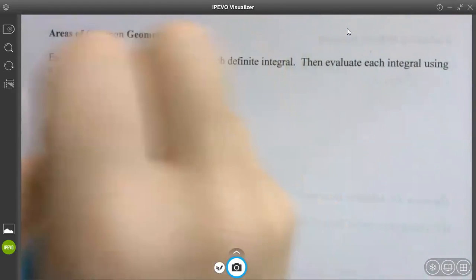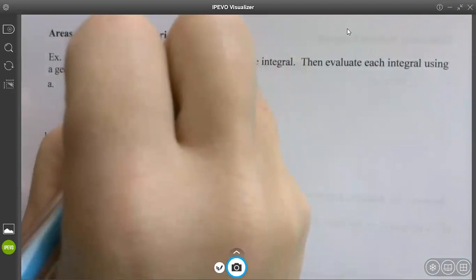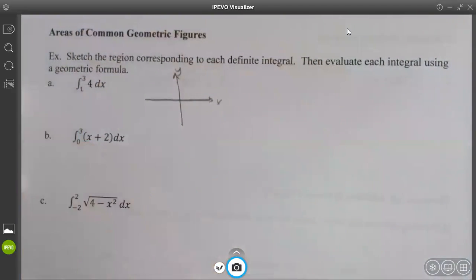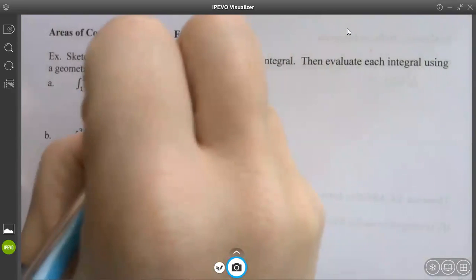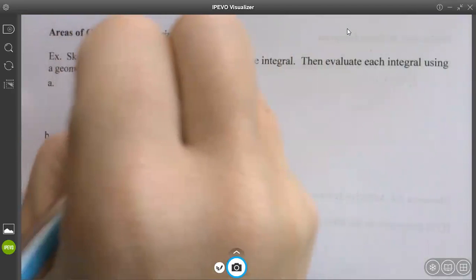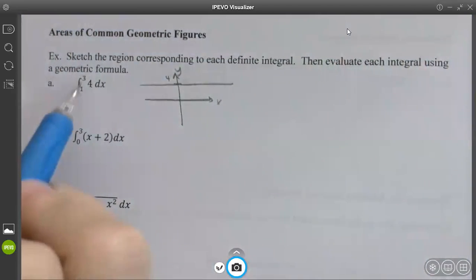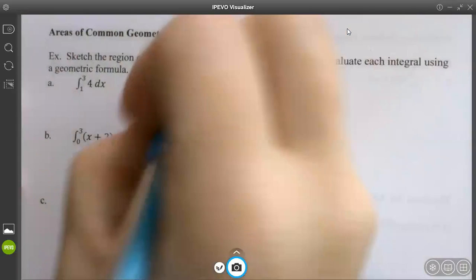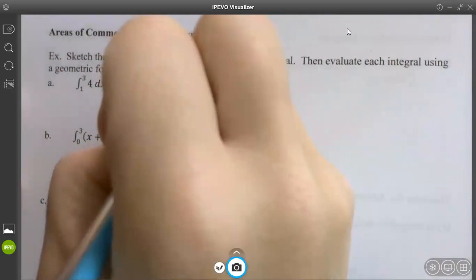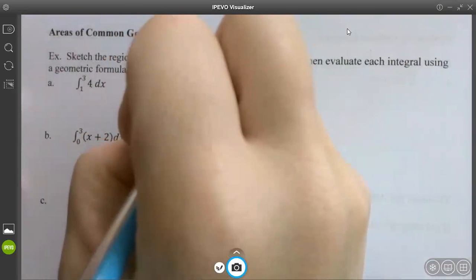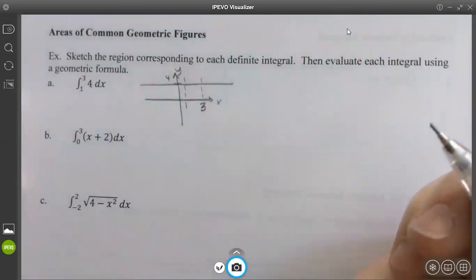So if I draw a coordinate plane for this one, how do I graph 4? What kind of straight line? Where does it go? How do I graph it? It's horizontal at 4. So this would be 4. It's a horizontal line. The 1 to 3 tells you where to bound it on the x-axis. So we're going to bound it at 1, and we're going to bound it by 3.